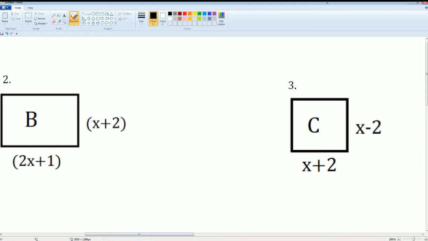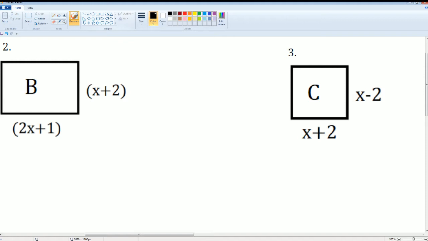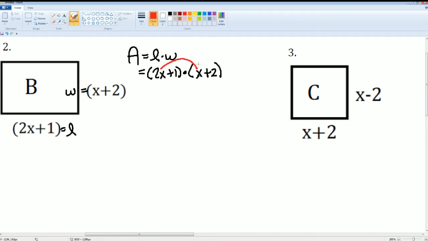Number 2. Okay? Same thing here. You're asked to find the area of the rectangle, which is defined by length times width. So we need a length, so I can make this equal to my length, and I can make this equal to my width. So my area is equal to my length, 2x plus 1, multiplied by my width, which is defined as x plus 2. Okay, this is a product of binomials, so we FOIL.